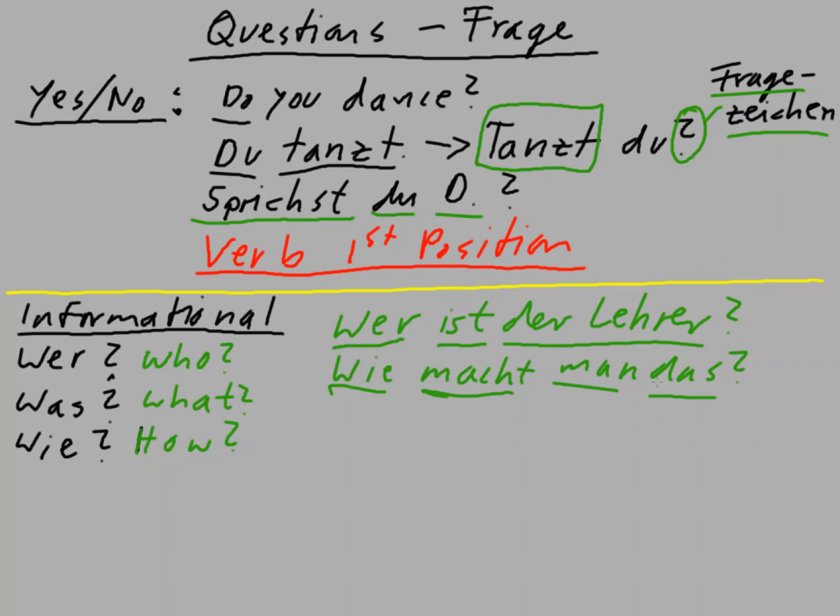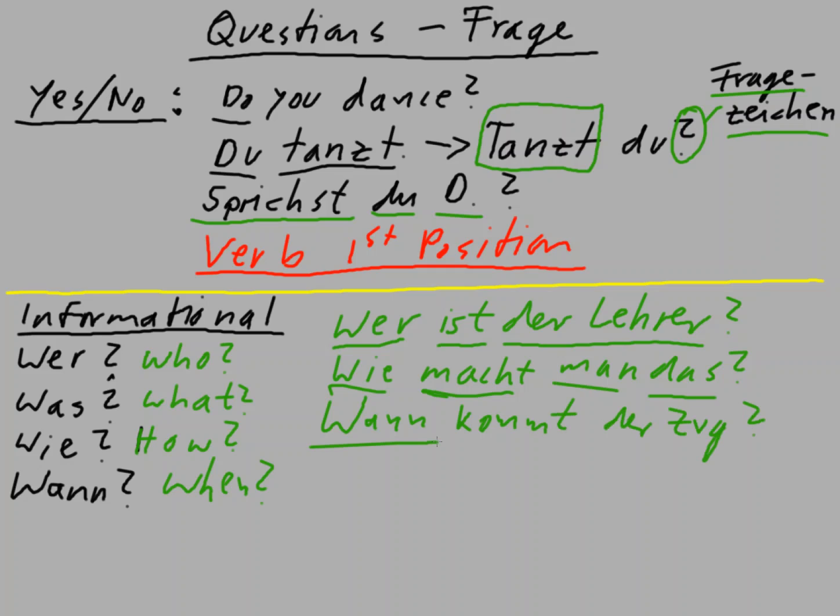So there's more words. So let's have a look at wann. This means when. At what time? Wann kommt der Zug? Okay. Wann kommt der Zug? When does the train come? Okay. So, a couple more.